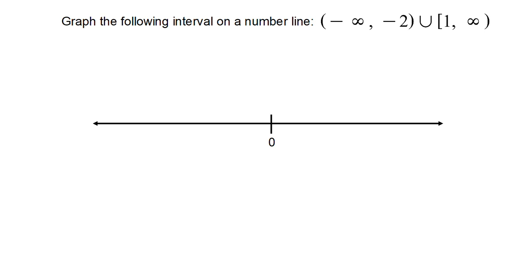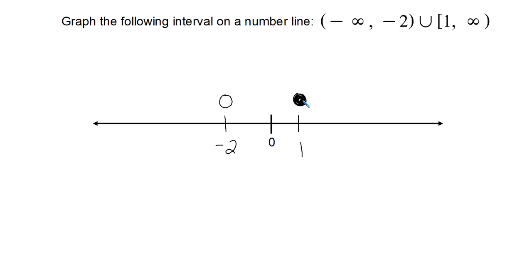Now this one, we've got a little bit different notation. We've got a negative 2, so we'll put our negative 2 on. And we've got a 1, so I'm going to put our 1 on. We have a parenthesis at the negative 2, so it should be an open circle. And we have a bracket at the 1, so it should be a closed circle. So I've done that portion of it.